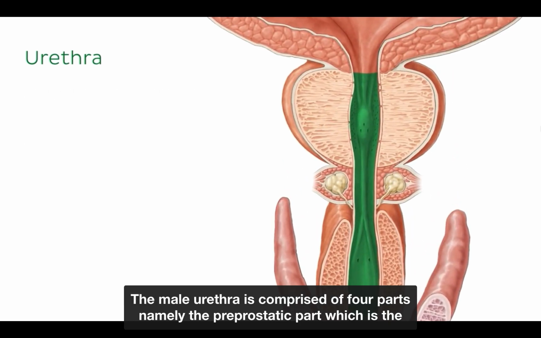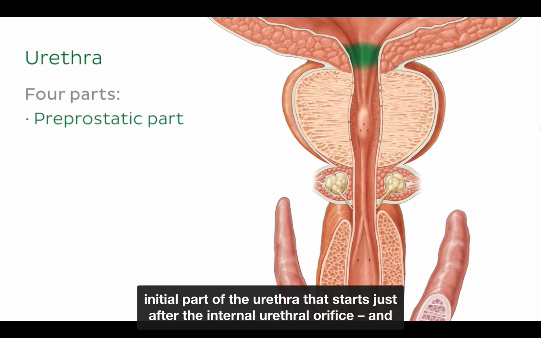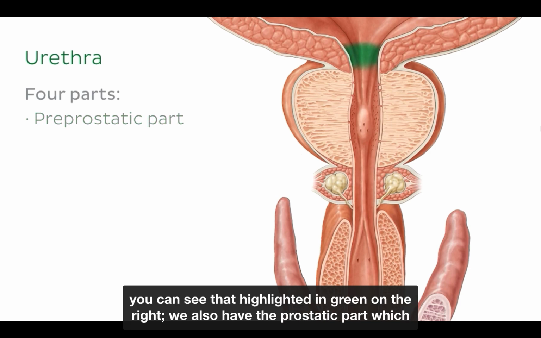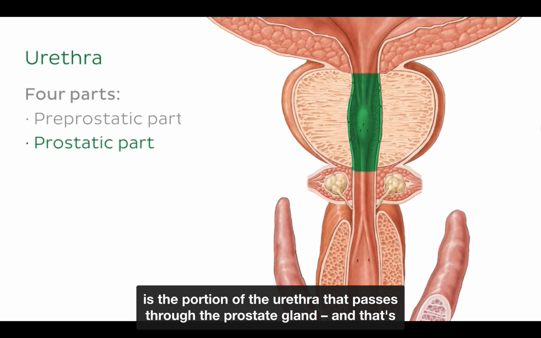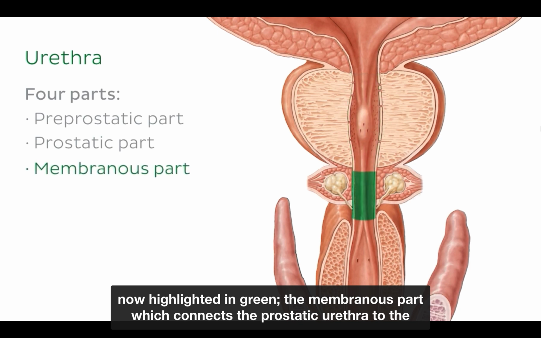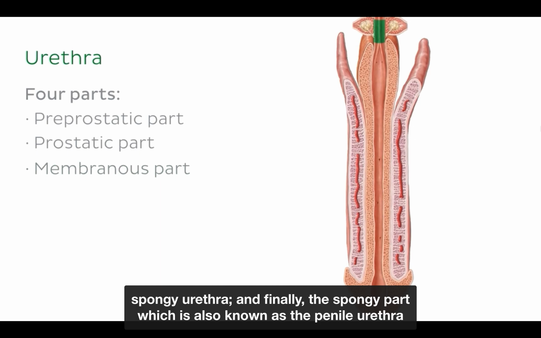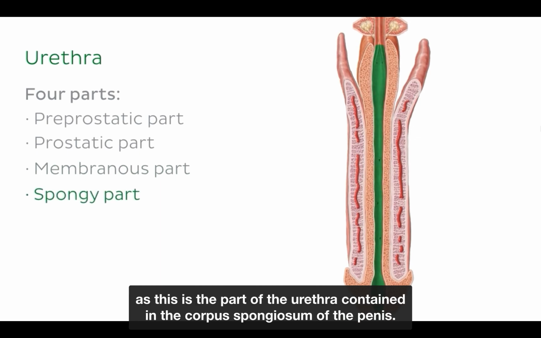The male urethra is comprised of 4 parts, namely the preprostatic part, which is the initial part of the urethra that starts just after the internal urethral orifice, and you can see that highlighted in green on the right. We also have the prostatic part, which is the portion of the urethra that passes through the prostate gland, and that's now highlighted in green. The membranous part, which connects the prostatic urethra to the spongy urethra, and finally the spongy part, which is also known as the penile urethra, as it's the part of the urethra contained in the corpus spongiosum of the penis.